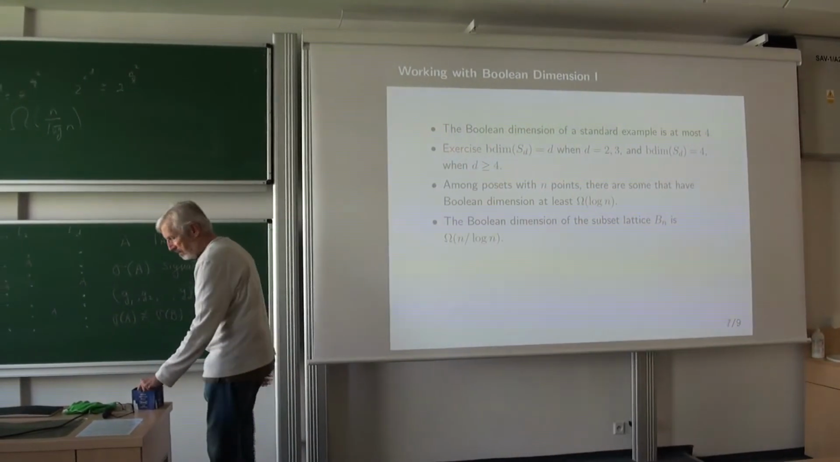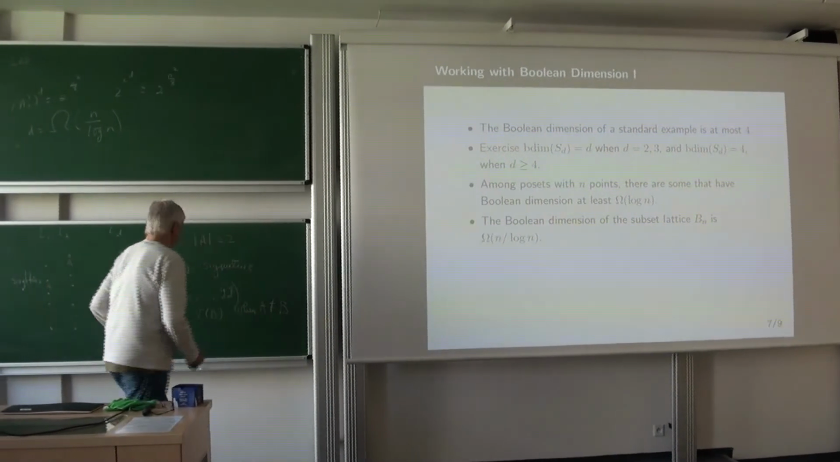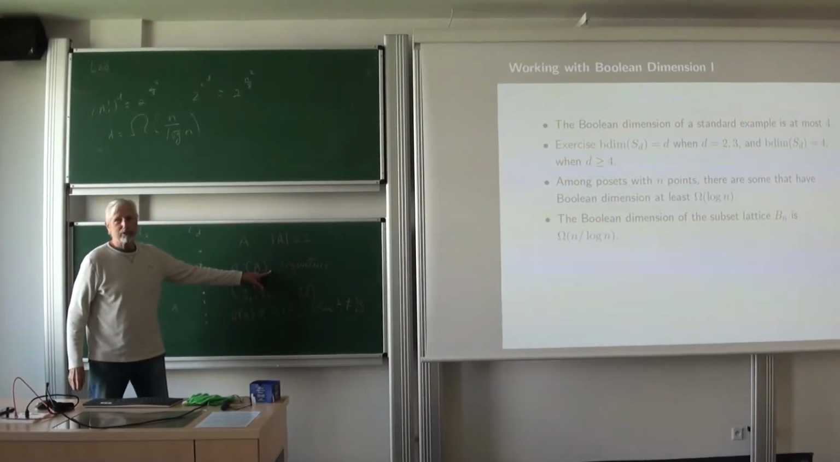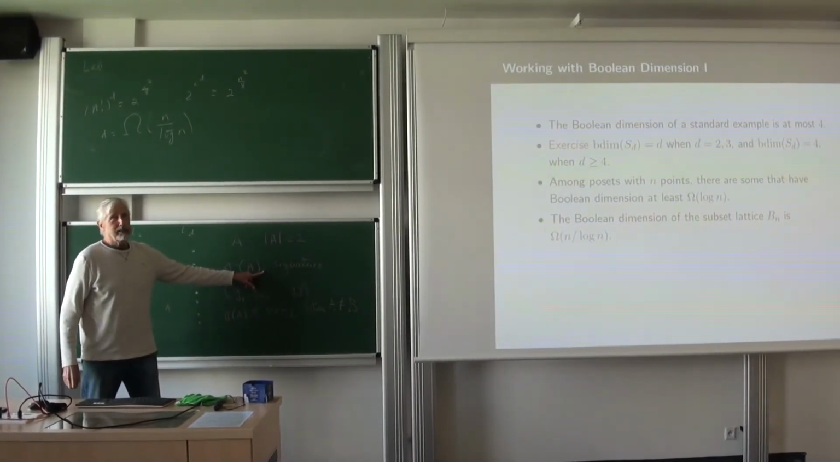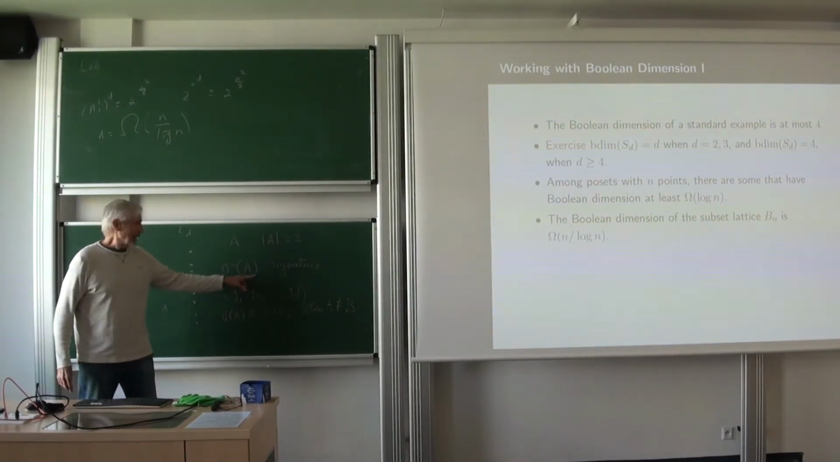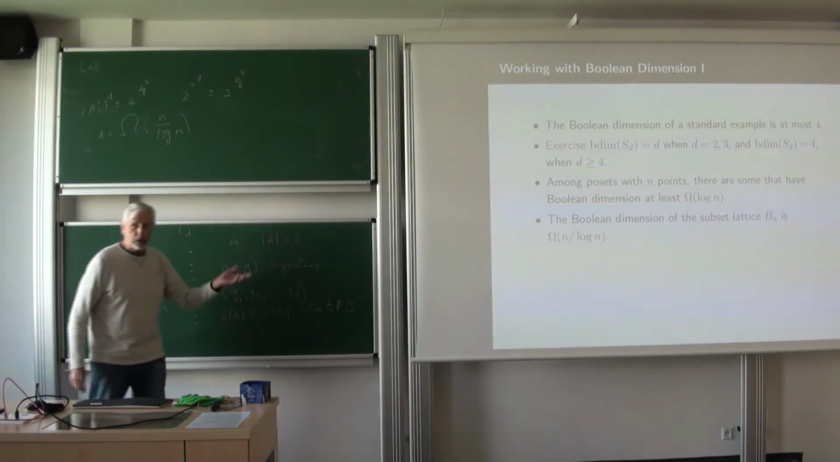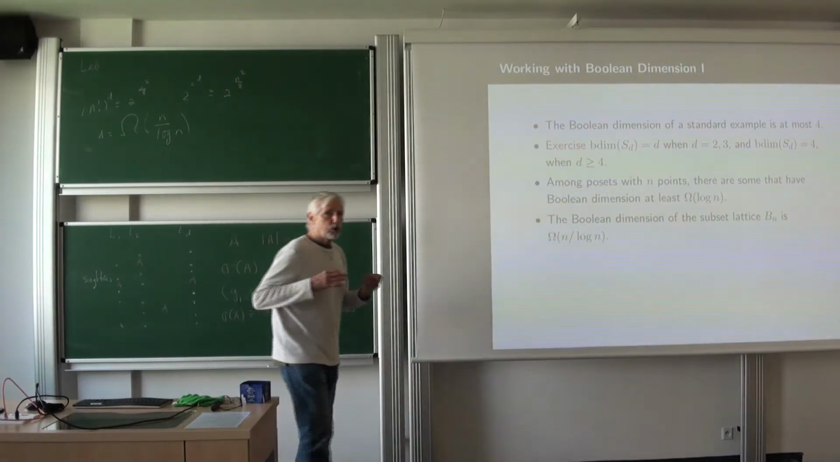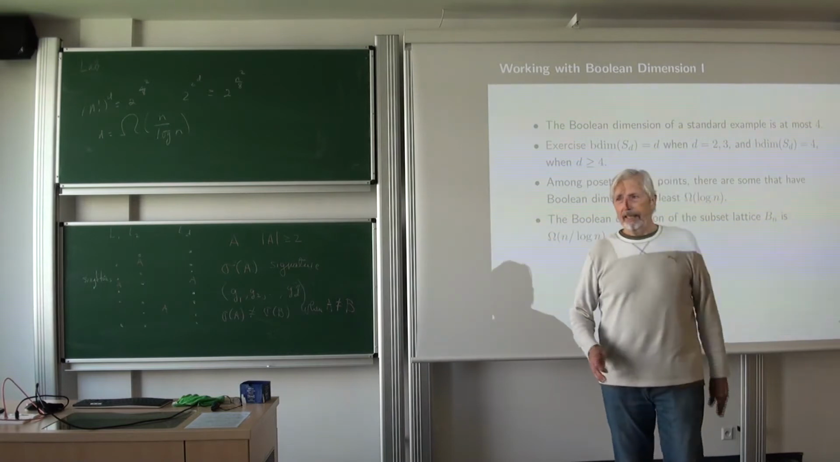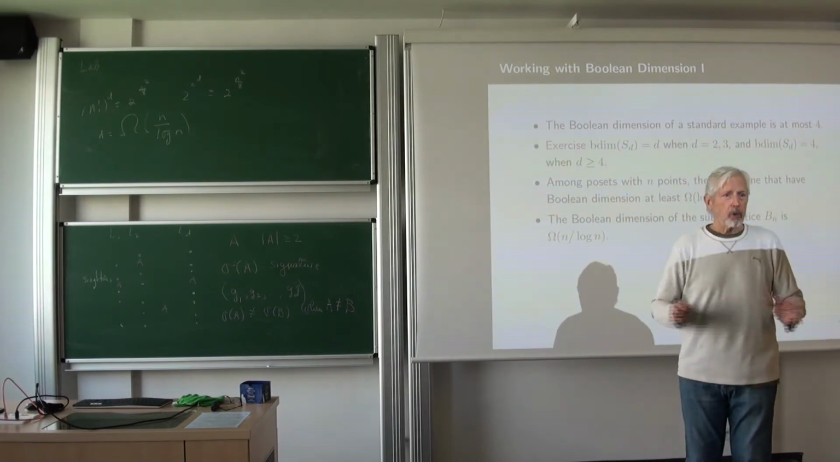And now, a little counting. How many sets are there that have at least two elements? 2 to the n minus n plus 1. And now, how many signatures are there? N plus 1 gaps to the dth power. So n plus 1 to the dth power has to be at least 2 to the n minus the quantity n plus 1. And that gives you n over log n, ignoring constants.